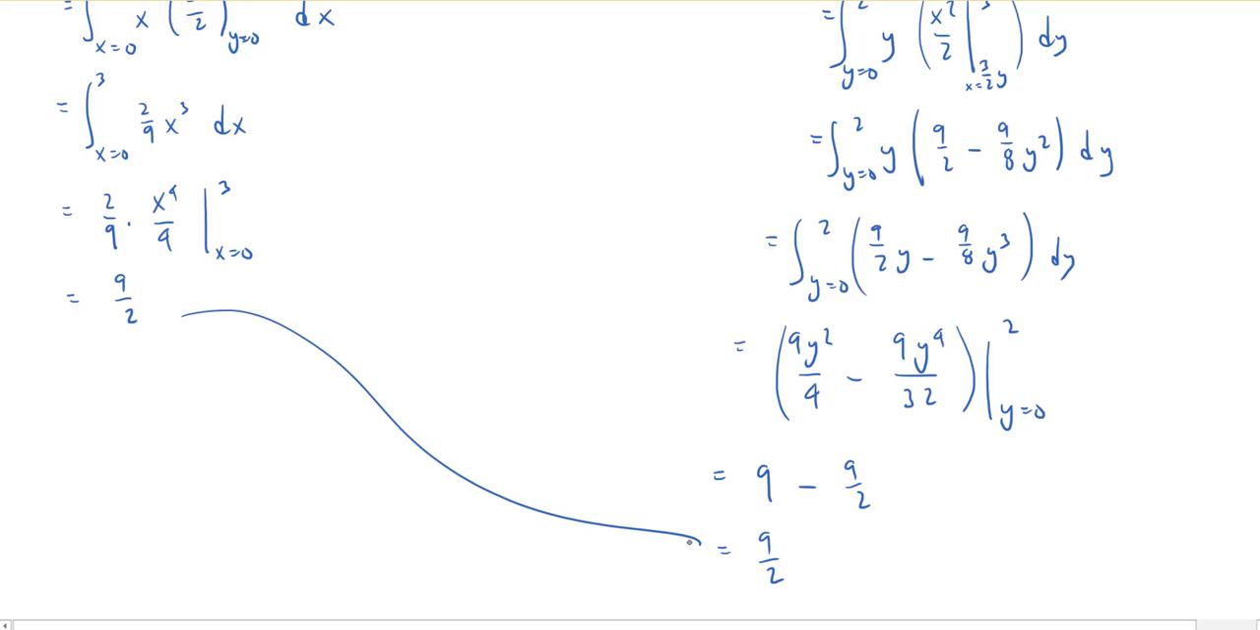Hey, check it out. We got the exact same value either way. Who would have thought Fubini's theorem would actually work? Craziness.